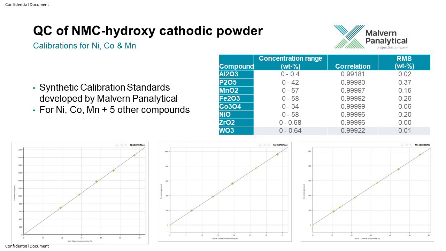So this is the calibration curve for the different elements. This is for the nickel, I think, cobalt and manganese. So you can see again the calibration curves are quite good. These are the concentration ranges. And here these calibration standards were made by us, because we have this lab where we can make these certified reference materials, and we also supply these. So this was calibrated using the standards that we made in our lab.